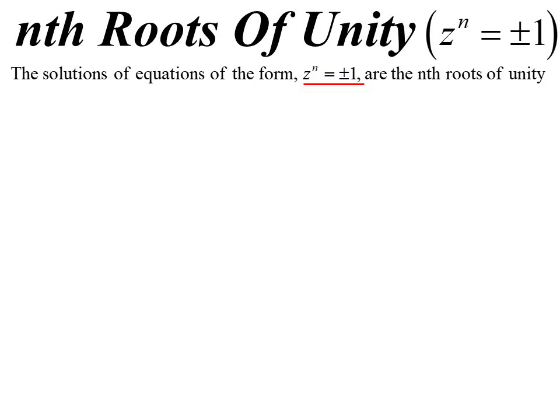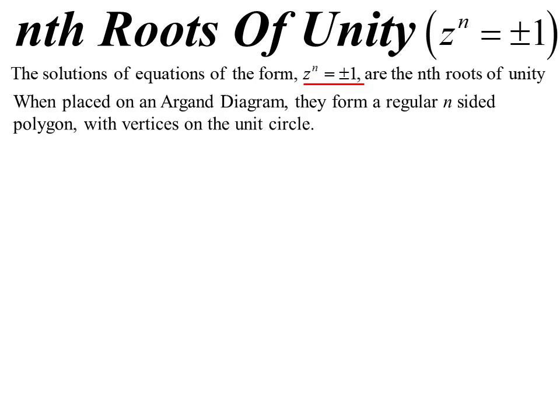Going to look at a specific type of equation, what's known as the nth roots of unity. That's when z to the power of n is equal to 1, or it could be negative 1. When we find these solutions, if we were to plot them, what we're going to get is a nice regular polygon on the Argand diagram, because we know they're going to be evenly spaced. And because the modulus will be 1, because we're solving z to the power of n equals 1 or minus 1, then they must all lie on the unit circle.